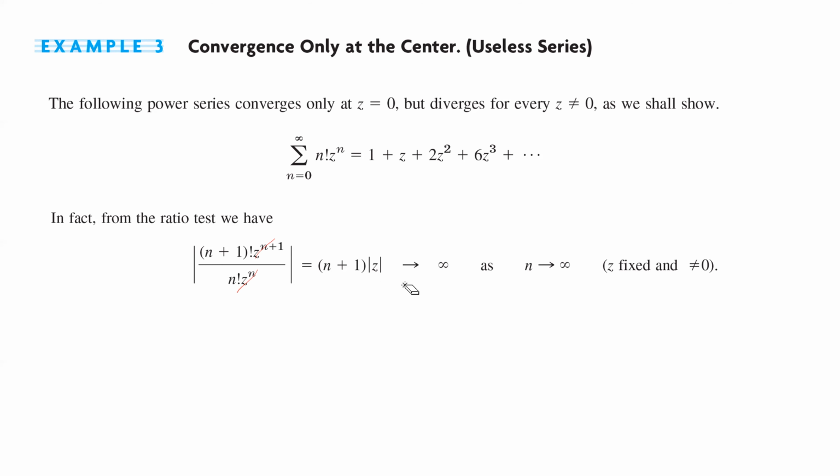So that means that for any fixed z, for any value of z in the complex plane, this is divergent, and it is only convergent at z equal to 0. All right?